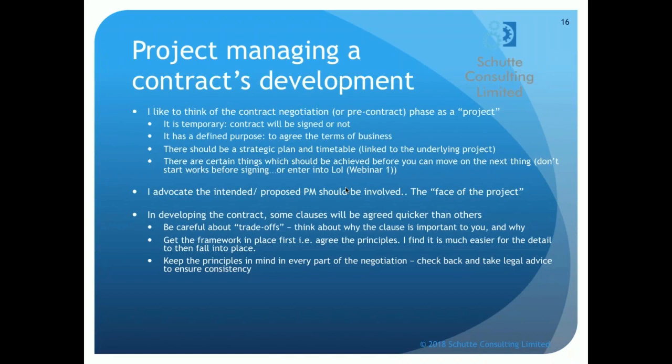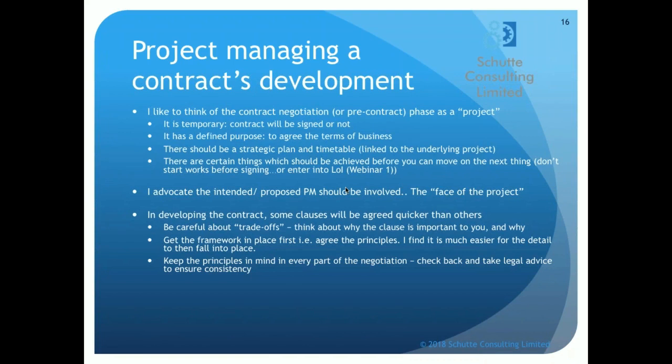One way I've tried to approach particularly difficult contracts is to try to get the framework for that contract in place first, and that's to come at the contract from a principles-first basis. In other words, to try and agree the very, very important philosophical skeleton of the contract, and then to try to fill in the detail step by step, sometimes quite tentatively, but always coming back to those principles. Keeping those principles in mind at every part of the negotiation.